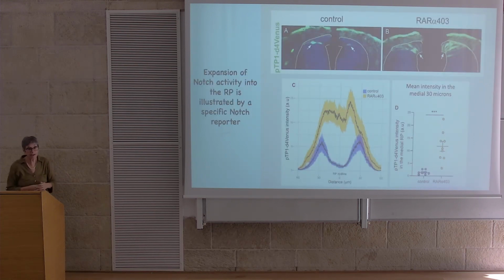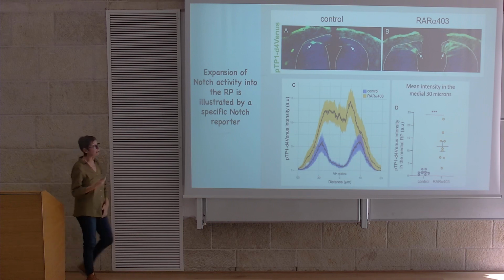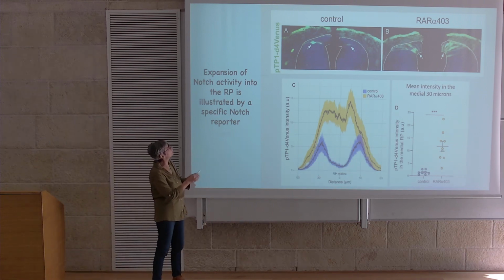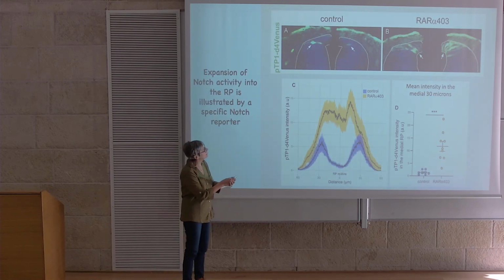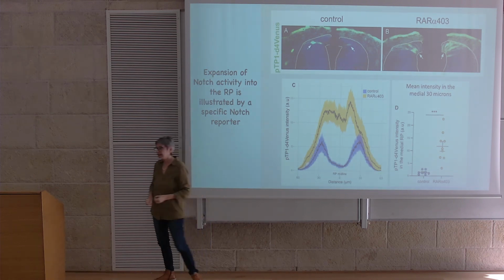Does it affect activity of notch? Yes, because if we come with a PTP venus, this is a reporter of notch activity. Never mind what it is exactly. We see that it marks the boundary under control conditions. It doesn't extend into the roof plate. So this is roof plate, this is DI1, and the boundary is notch. But look at the dominant negative, there is notch activity in the roof plate, and this is basically quantified here. This is the dominant negative, and this is the control with high notch activity in the boundary.